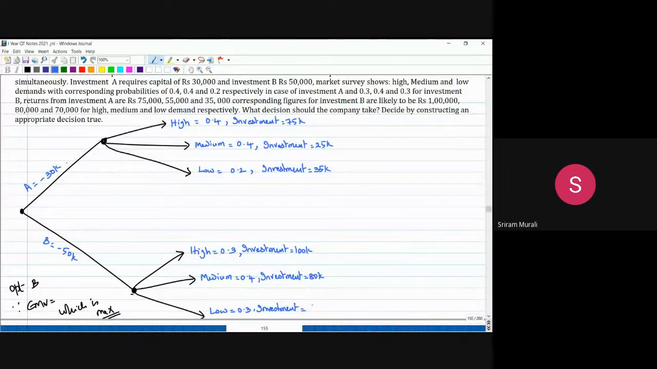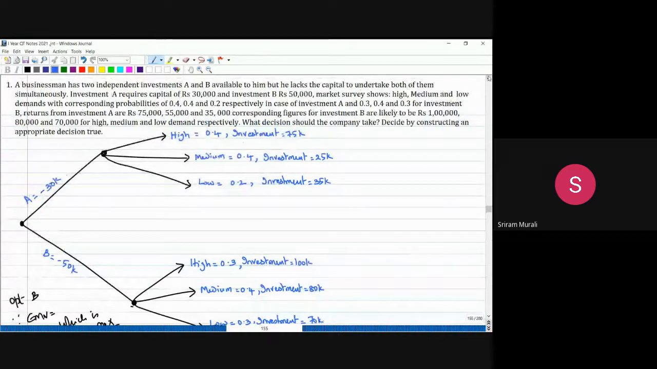70,000. Have you first understood what is given? Sir, 55K. எனக்கு புரியல. 25K, 55K, sir. எது? Medium.